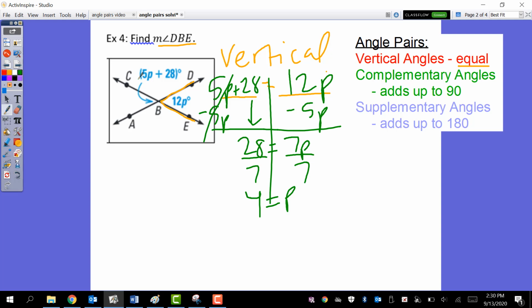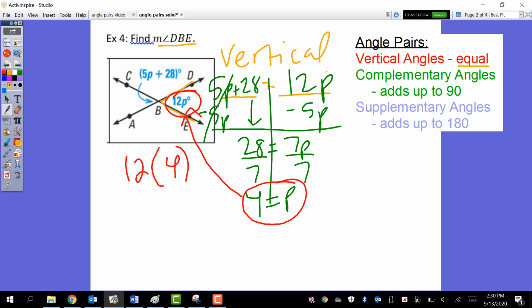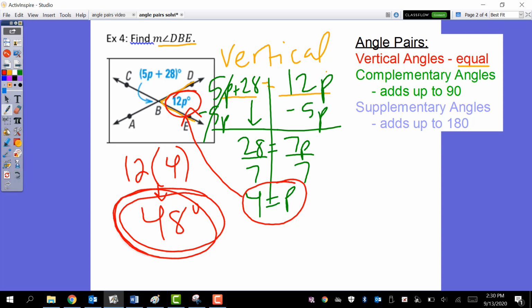Is that what the question wanted? No. Look back at what it said. It said find the measure of angle DBE. So I'm going to plug this in to DBE, which was right there. So I'm doing 12 parentheses 4. If you type that in, you get 48 degrees. And this is the answer.